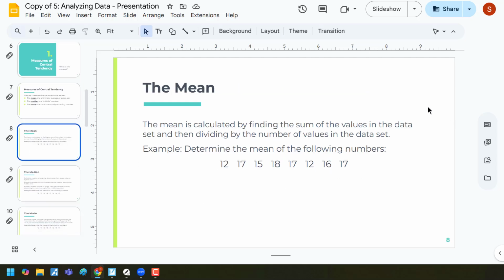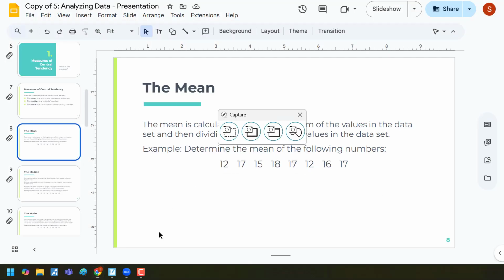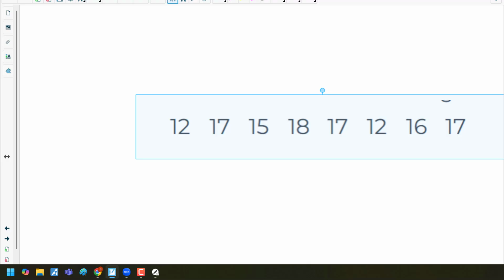Okay, we're going to do the mean first. The mean is calculated by finding the sum of the values in the data set and then dividing by the number of values in the data set. So in this example, let's say we got 12, 17, 15, 18, 17, 12, 16, and 17. How would I find the mean? Well, let's do that right now. Oh, I don't have my calculator. That's fine. I got the on-screen calculator. I'll probably just add this up.